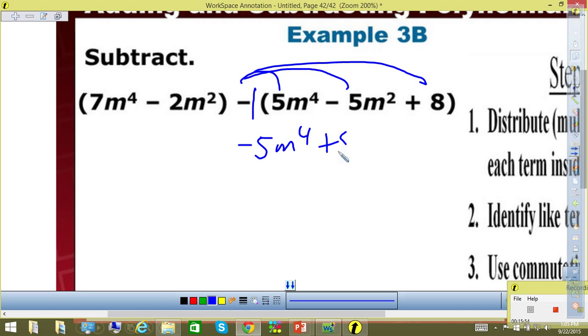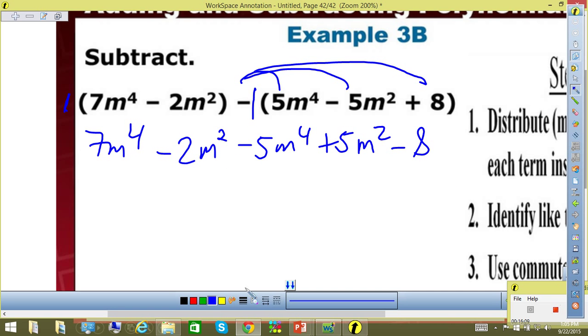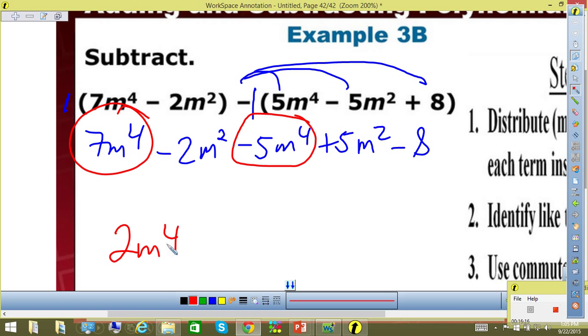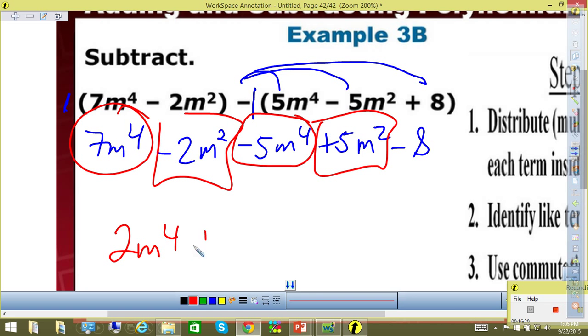This becomes positive 5m squared. -1 times 8, that's -8. The coefficient here is a 1, therefore, when we distribute, we're left with 7m to the fourth minus 2m squared. Remember that? All right, so then from there, we know what to do. Is that correct? So 7m to the fourth, -5m to the fourth becomes 2m to the fourth. From there, -2m squared plus 5m squared becomes positive 3m squared. And then just bring the constant down, which is -8.